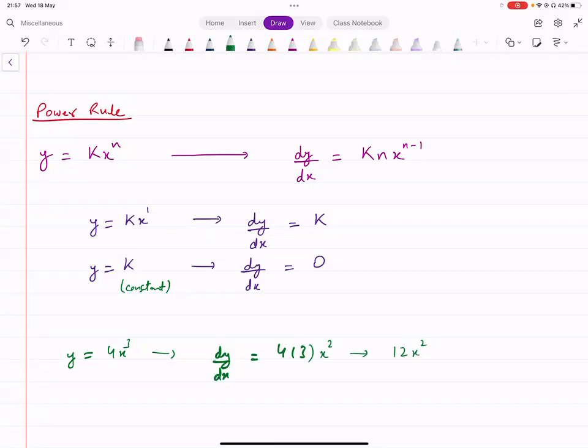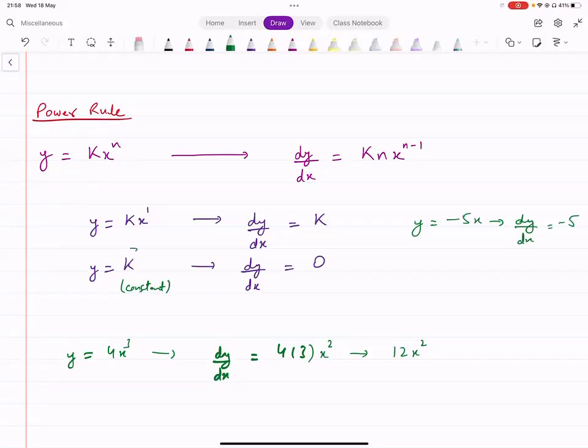Then there are a couple of other rules that are derived from this. If you have something written like some constant into x, then its derivative is just that constant. For example, if you have y equals minus 5x, the derivative of that is simply minus 5. The number that is written is your derivative.